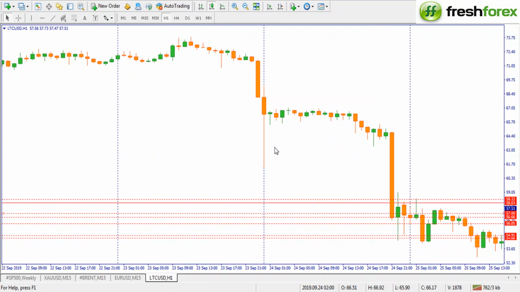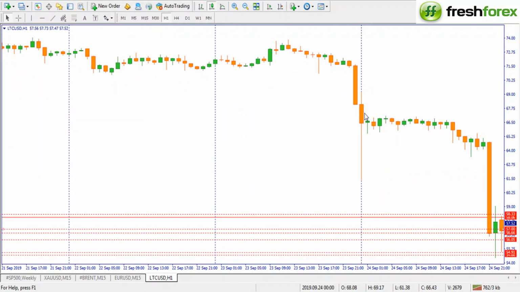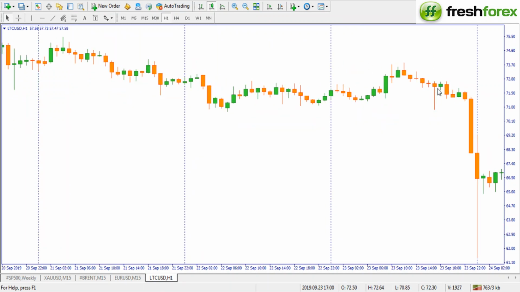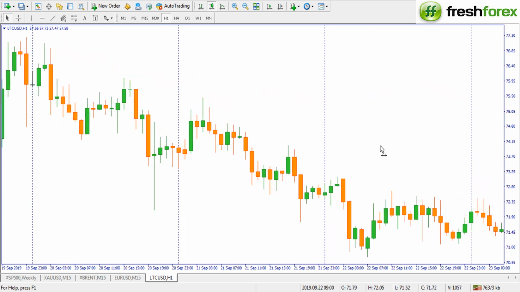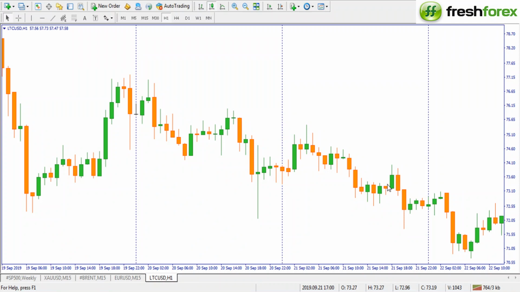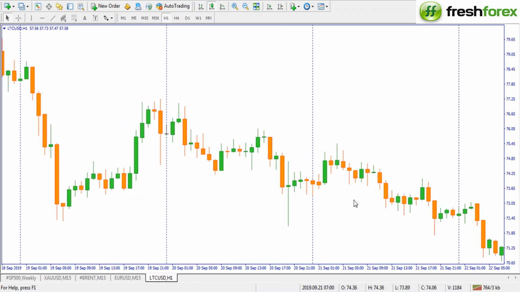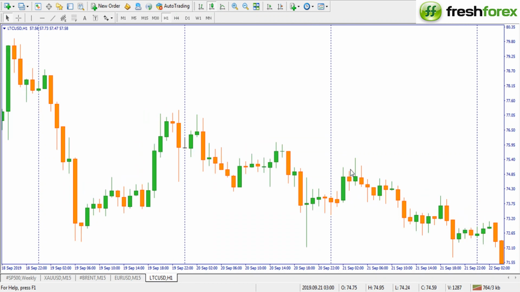And then we have this. This is an inside candle. And then you also have this as an inside candle. Then we have this as an inside candle. Then we also have this, a very good inside candle. Then there's also this one as an inside candle. And then we have this as an inside candle.